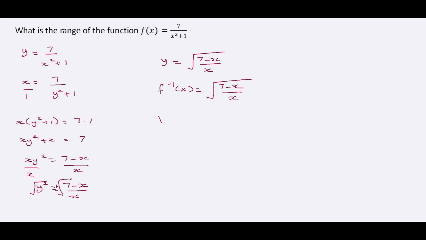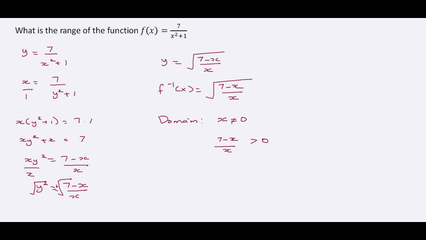Now we need to find the domain of this function. We have to take two things into consideration. One, x cannot be equal to 0, because then your square root is going to be undefined, so we can't have x equal to 0. The other thing is that (7 - x)/x must be greater than 0, because we cannot have negative square roots. So we cannot have a negative number under the square root sign.